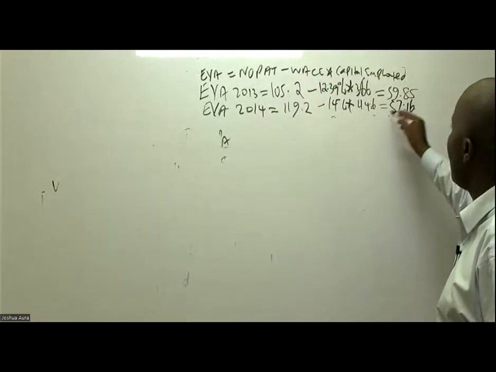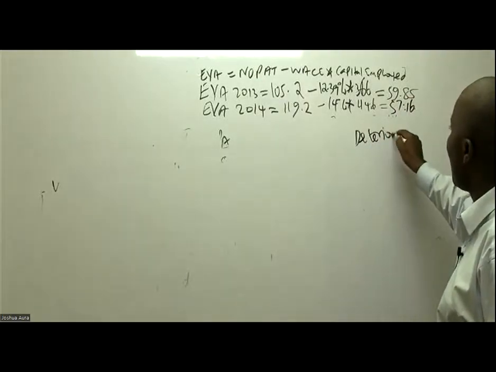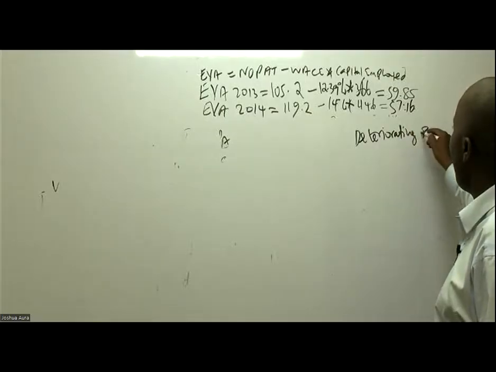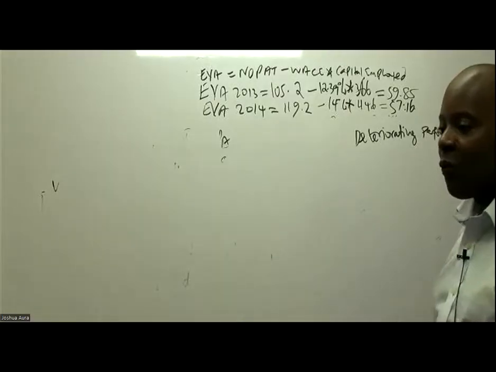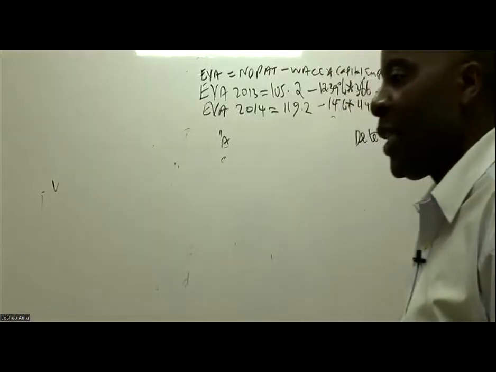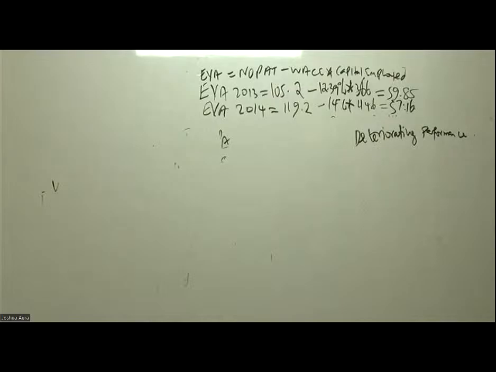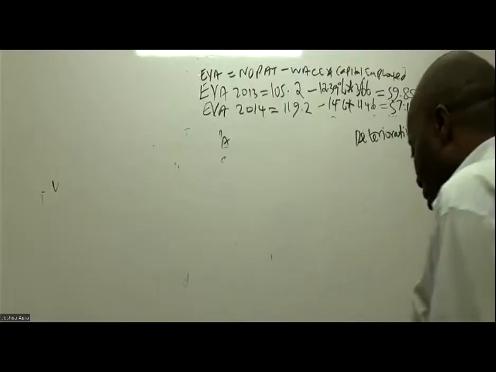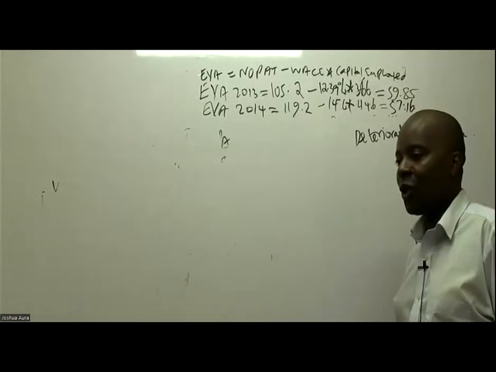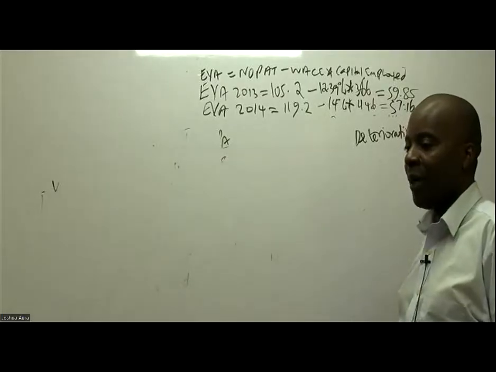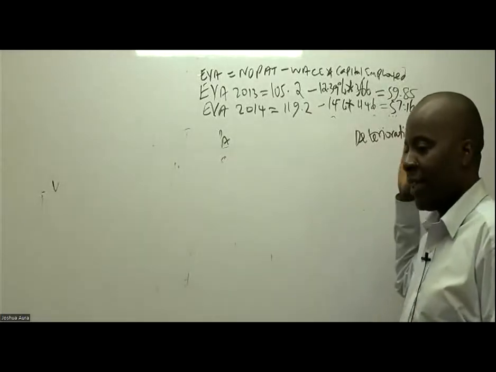57.16, of which you can see a deteriorating performance. When EVA reduces, that is so bad in terms of performance. You can see EVA of the previous year was higher. The economic value added for 2014 was lower. That is a sign of deterioration of performance. Is that okay?